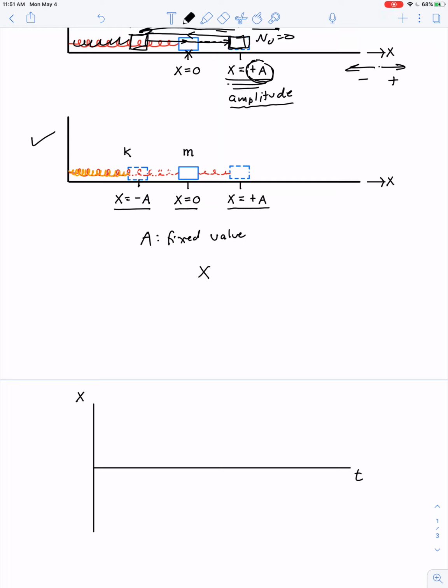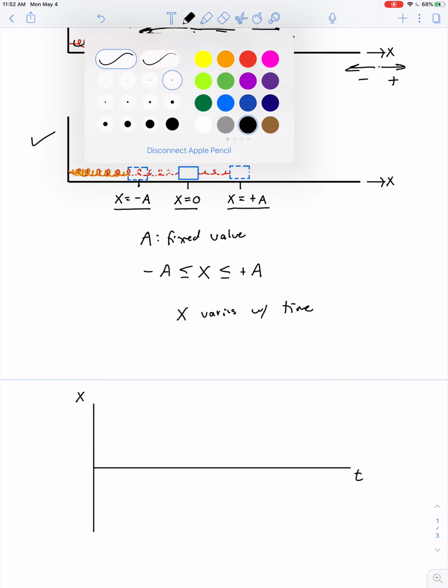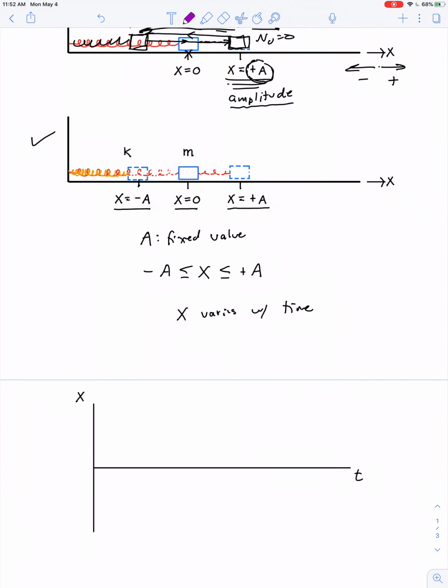However, x is a variable, and it's a variable that's bound by these upper and lower limits. The greatest value x will ever have is positive A, and the smallest value is negative A. And so the position varies in time. We might imagine what's the position after 2.5 seconds, or we could say this: how much time will it take for the object to reach this position right here?